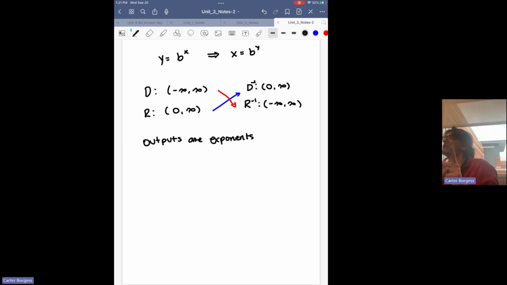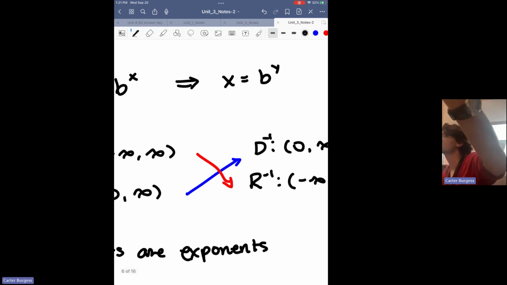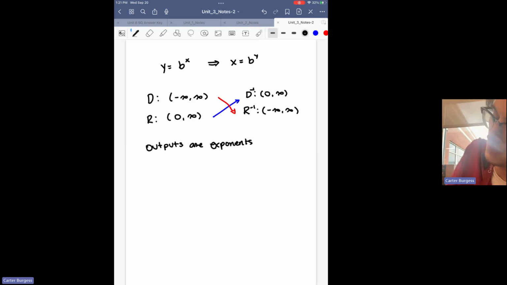Okay. If the outputs are exponents, then what are we actually going to be plugging into our function? I kind of like to call it the resultants. It's like when we take b and raise it to this output, it's whatever we would get after we do that exponentiation. All right, so I'll call the inputs the results.